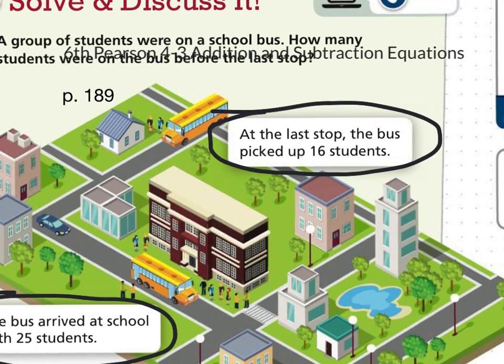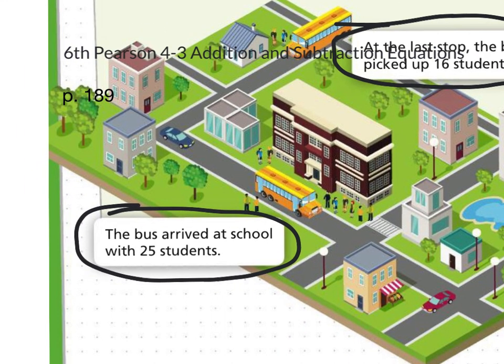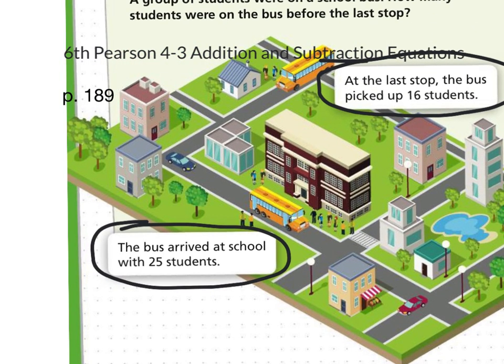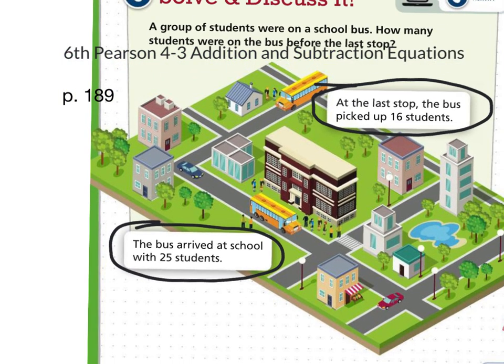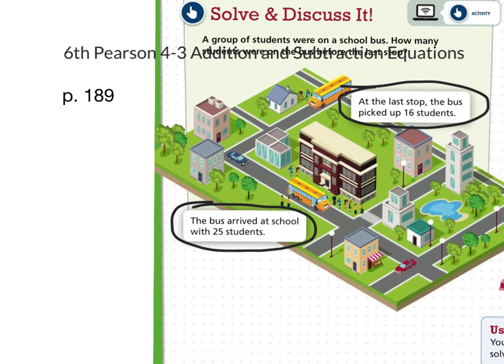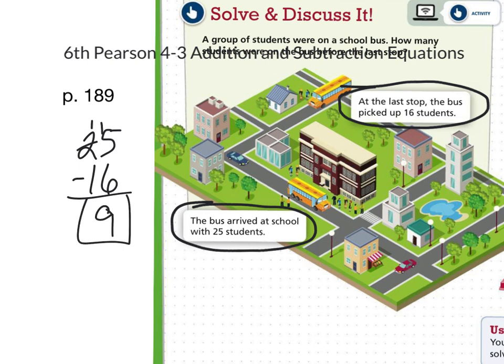So you can see here the last stop, the bus picked up 16 students, and then the bus arrived at school with 25 students. So if we want to try and figure out how many students were on the bus before the last stop, we can kind of go back in time here a little bit. We had 25. If we take off or subtract the 16 that were picked up at the last stop, then we would have 9. So there were 9 students on the school bus before the last stop.